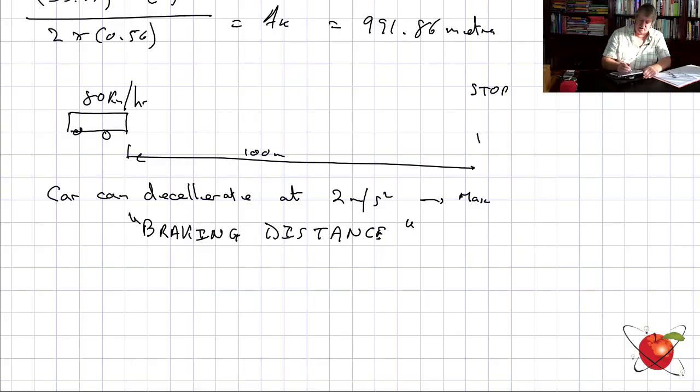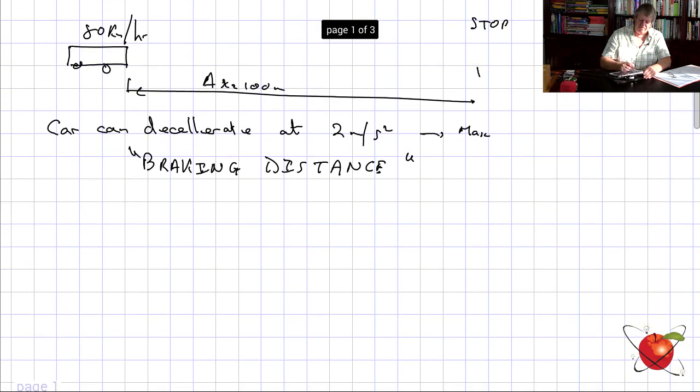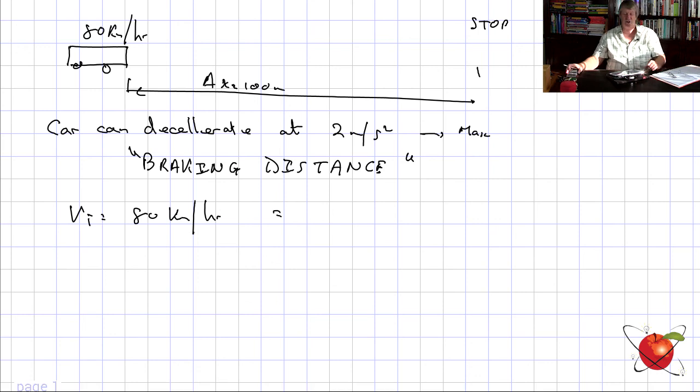Well, let's put down, first of all, delta X we know is 100, right? Here we've got, let's put down what we know. All right? V initial equals 80 kilometers per hour, right? That we need to convert to meters per second. How do we do it?